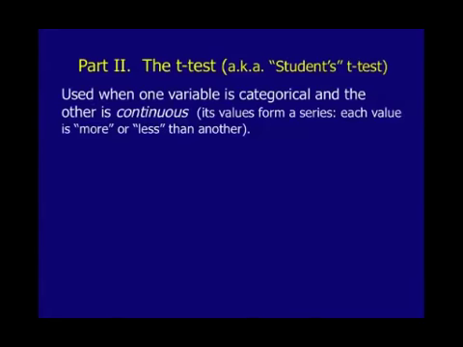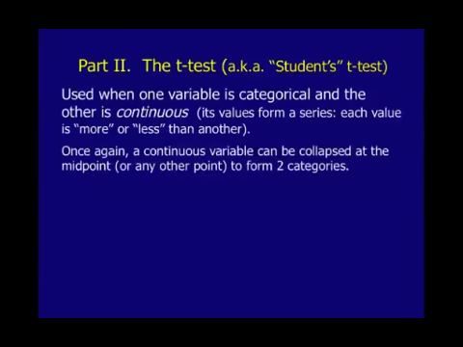Now we turn to the t-test, which is also known as the student's t-test, because the statistician who developed it preferred to remain anonymous, just used the pseudonym of student. Here we have one variable that's categorical, and the other variable is continuous. That is to say, its values form a series where each one is more or less than the adjacent value.